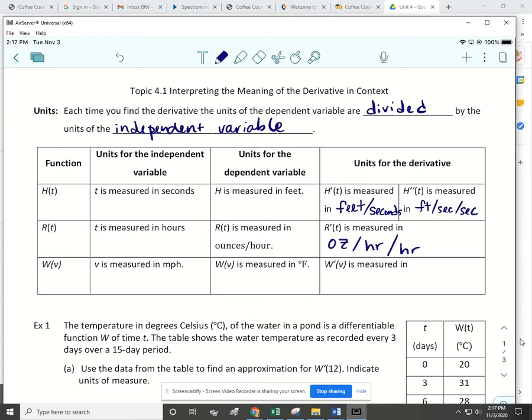I think this last one might be wind chill, but we have W of V. V is measured in miles per hour, and W of V is measured in degrees Fahrenheit. So we're going to take our dependent variable, degrees Fahrenheit, and divide it by our independent variable, miles per hour.